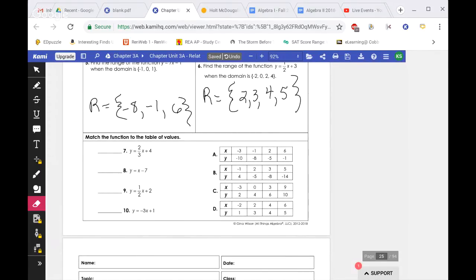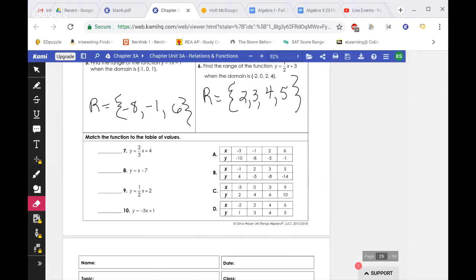For number 7, 8, 9, and 10, you're supposed to match the function to the table of values. So what I would do in looking at this, number 8 is the easiest one that you could kind of work with in your head, really. So I would start with 8. It's the simplest because you're only subtracting 7 from a value. So I just would say 8, and then I would start with A.